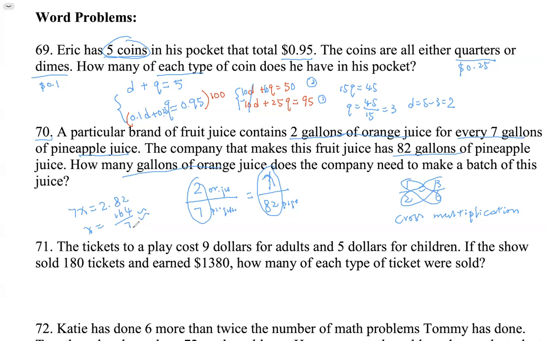So 164 divided by 7. We could do long division. 164 divided by 7. 2, 14, 24, 3. 3 times 7, 21, 3.